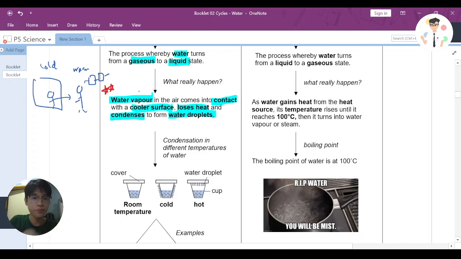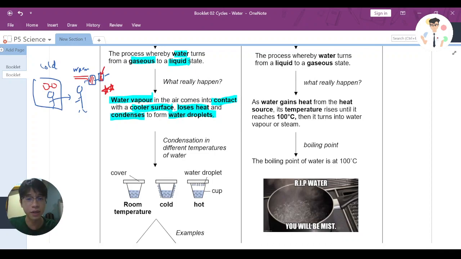Because water vapor in the air comes into contact with the cooler surface. The water vapor in the warmer air comes in contact with the cooler surface. Where is the cooler surface? The glasses. Because the glasses are cold at first, and when you come out, they are still cold. So the warmer air in contact with the cooler surface of the glasses loses heat to it and condenses and forms water droplets. That's why you have foggy glasses and can't see. The water droplets block your vision. Okay, so that's basically condensation.